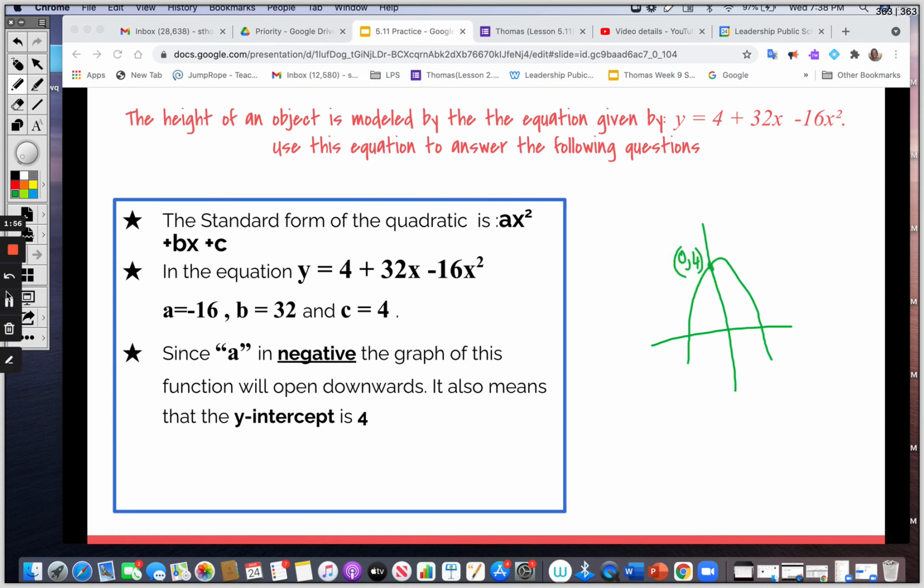And then, because it's opening downwards, we know that this graph will have a maximum value. So those are all the things we can know from the graph just by looking at and understanding the different parts of the equation in the standard form. Hope that was helpful.